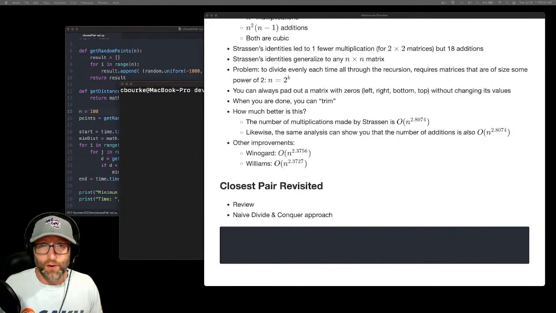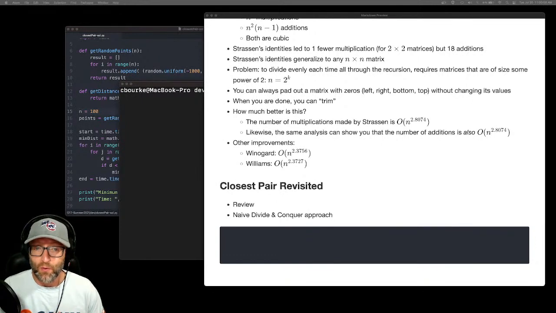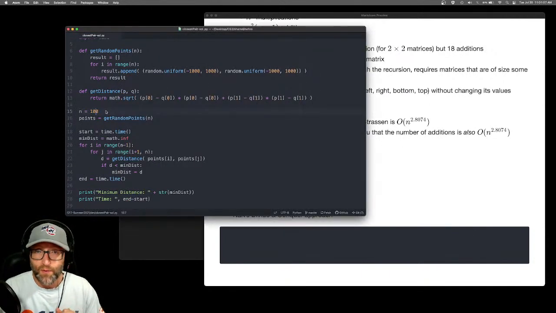What I wanted to do first, as our last thing for divide and conquer, is revisit the problem that we started this course out with. One of the problems that we started out with was the closest pair of points, and I've got the Python code that we developed for that. And we can take a look at that again. And this is the naive approach. This is the brute force approach.